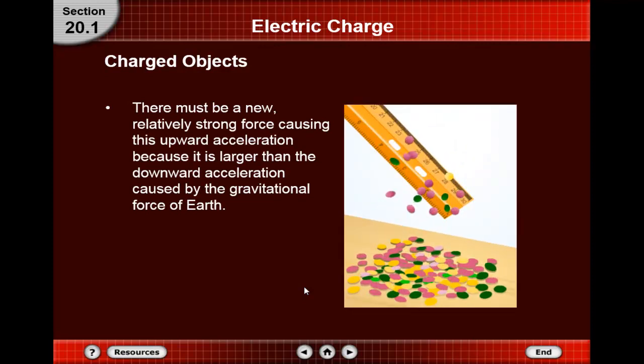There must be a new relatively strong force causing this upward acceleration, because it is larger than the downward acceleration caused by the gravitational force. So we know there is gravity which attracts all bodies to the center of the earth. So the electric force must be more than the gravitational force to make the pieces of paper accelerate upward. Okay, so the electric force in this case is bigger than the gravitational force.